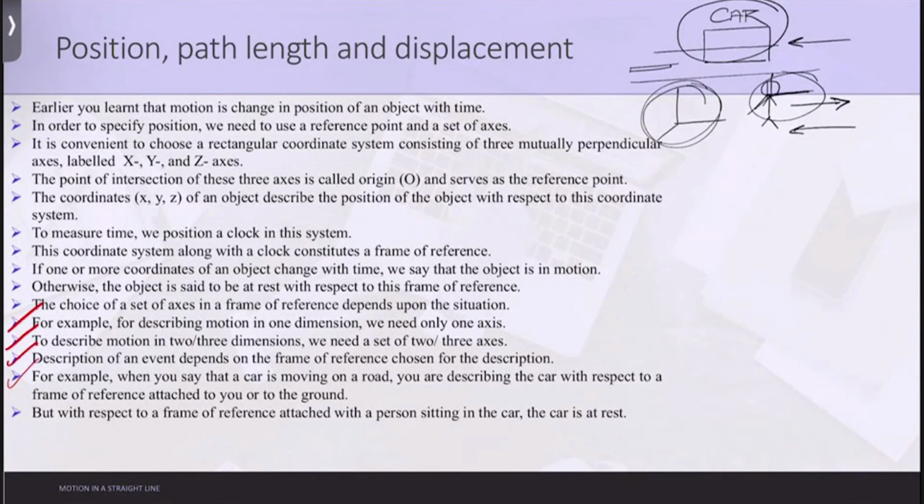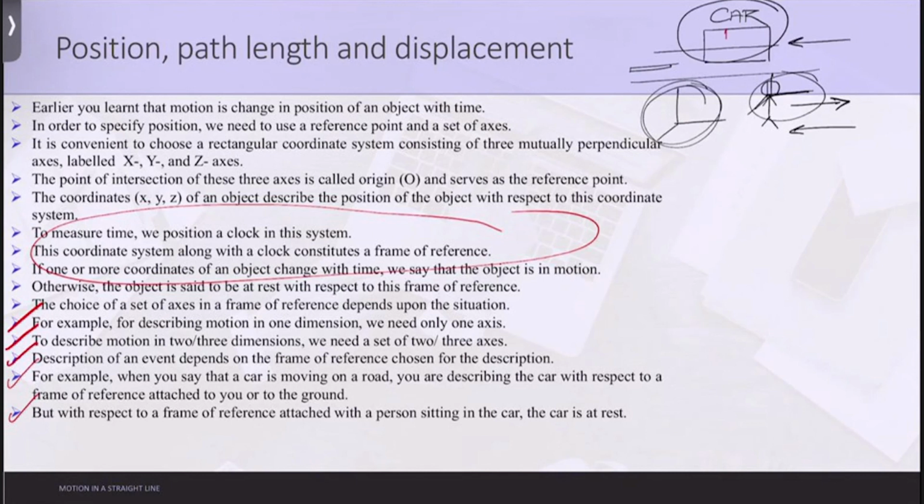Fine then, this thing is also explained: when you say that the car is moving on a road, you are describing the car with respect to a frame of reference attached to you or to the ground. What does frame of reference mean? It simply means coordinate axis along with the clock. But with respect to a frame of reference attached to a person sitting in the car, the car is at rest.